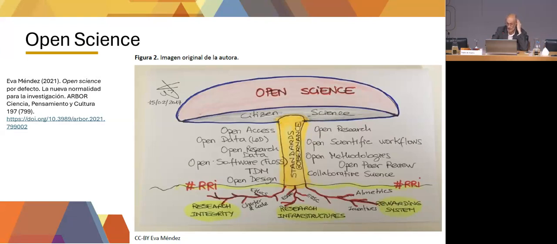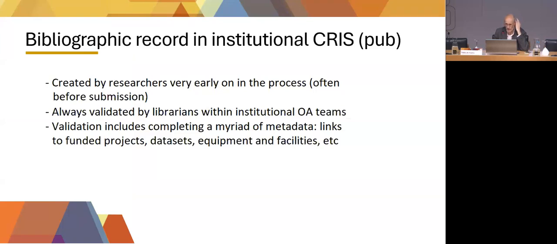Starting with Eva Mendez's drawing dated 2017 on what open science encompasses. You know what it is, but it's in there. So citizen science is there at the top, but open access, open data, open software, text and data mining. So the CRIS will support some of this, perhaps not all of this or not yet, but it's providing, as I'll show, a fairly comprehensive record of the research activity at an institution.